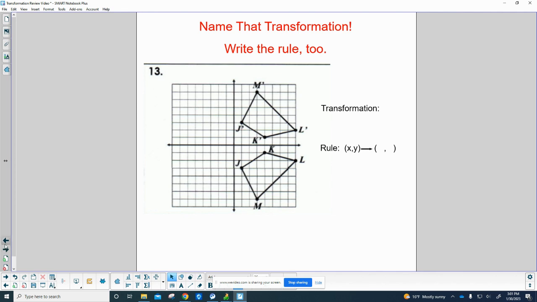Number 13, what is this transformation? Well, what's happening is we've got a reflection over the x-axis, and when you go across the x-axis, the shape is reflecting up or downward, meaning that the y value is changing. So x stays the same, y becomes its opposite.